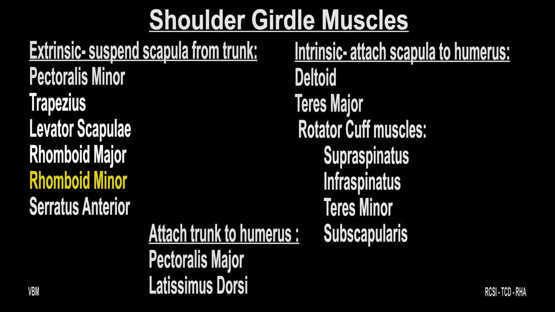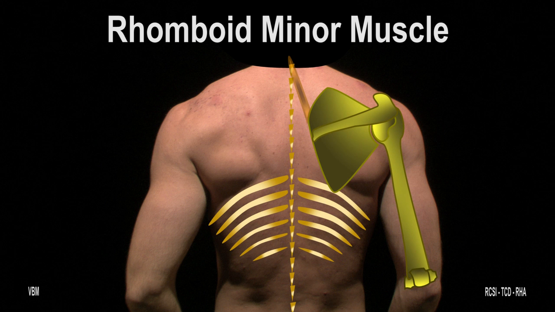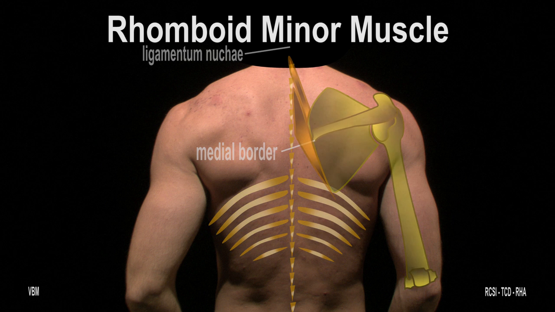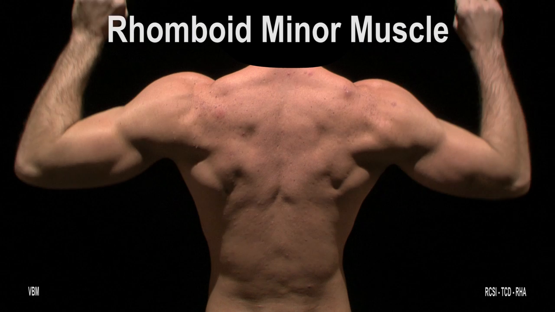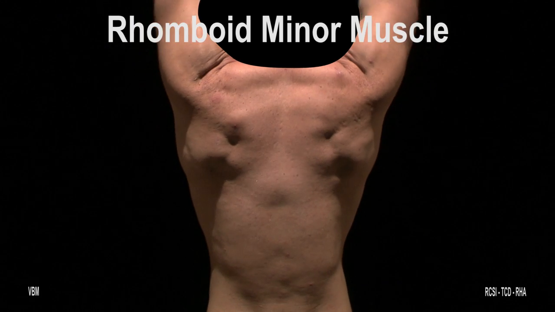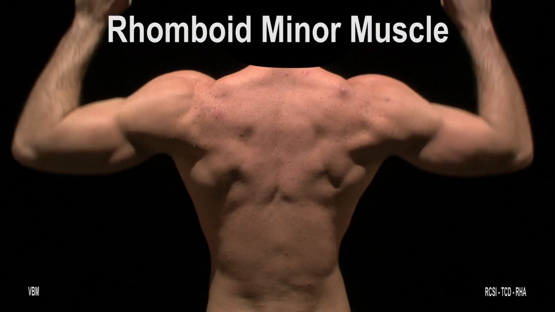Rhomboid minor muscle. The rhomboid minor muscle suspends the scapula from the trunk. The rhomboid minor muscle arises from the ligamentum nuchae and the spines of C7 and T1. It inserts to the posteromedial border of the scapula just above rhomboid major muscle. The rhomboid minor muscle retracts the scapula and rotates the lower scapula back to its rest position. The dorsal scapular nerve innervates the rhomboid minor muscle.